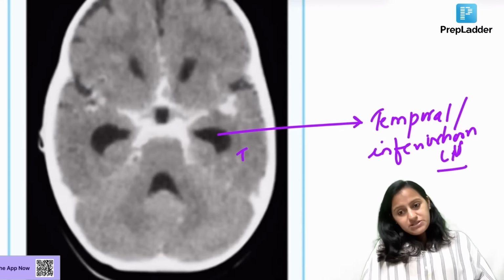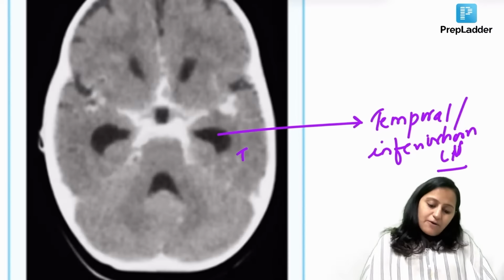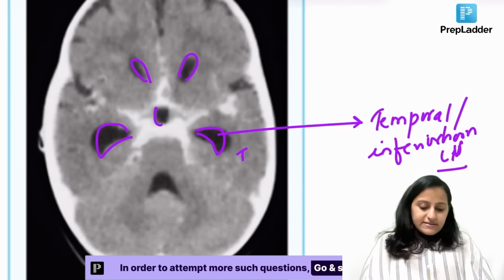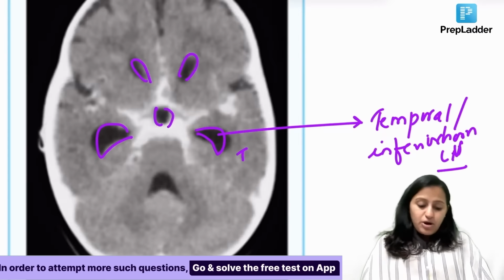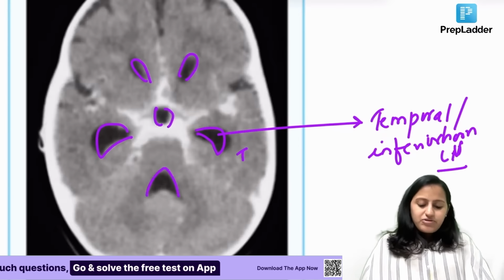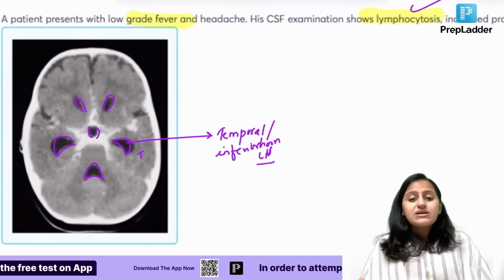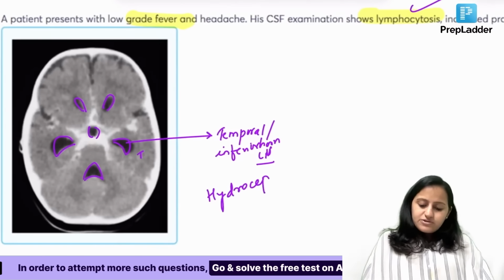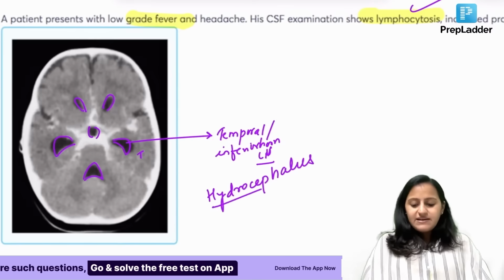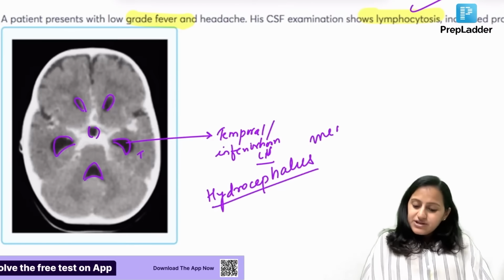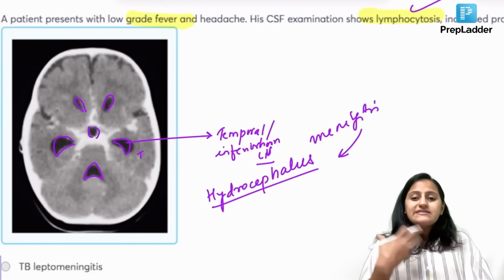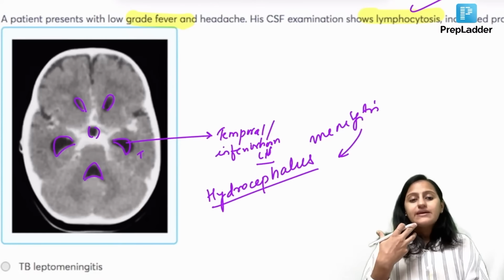Posterior is the occipital. Okay, so look at how prominent these temporal horns of the lateral ventricles are, the frontal horns of the lateral ventricle. This is the area, the third ventricle is prominent. This is the fourth ventricle which is prominent. So the ventricles are prominent here, basically telling you that this patient also has hydrocephalus. Remember, meningitis is an important cause of hydrocephalus because the CSF is not getting drained, it's not getting absorbed.